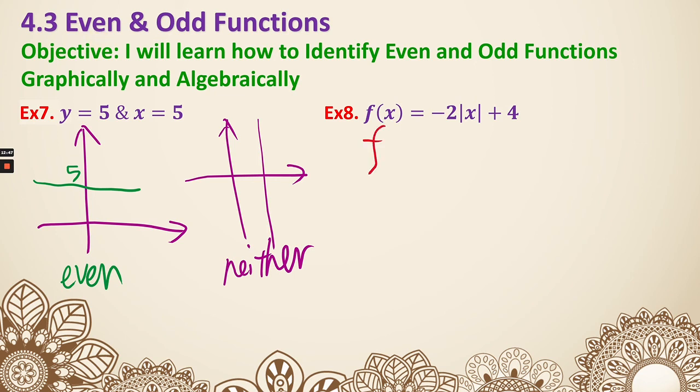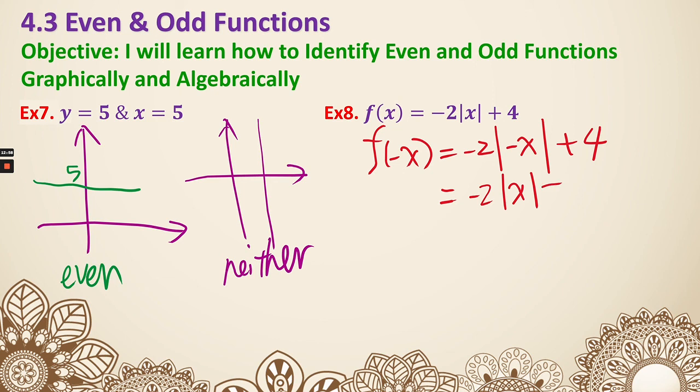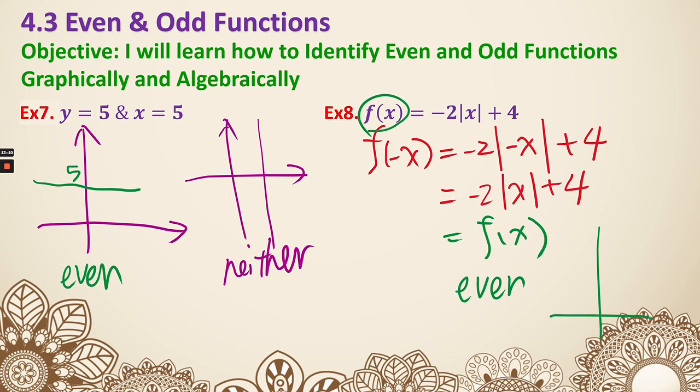Let's change x into negative x, so f of negative x equals negative 2, the absolute value of negative x inside, plus 4. This is a negative x with absolute value. It's the same as just the absolute value of x, for which we can see it's exactly the same as f of x. So that means this is an even function. If you graph it, it's going to be facing down, and the graph looks like that. This is f of x. You can see it's symmetric to the y-axis.